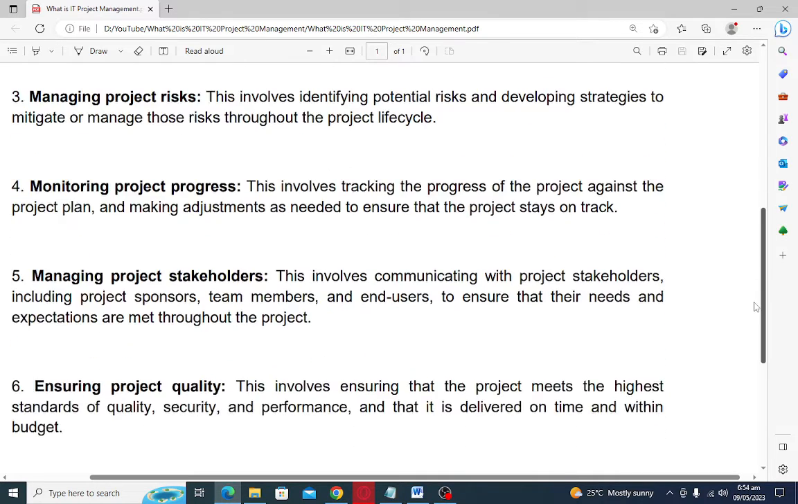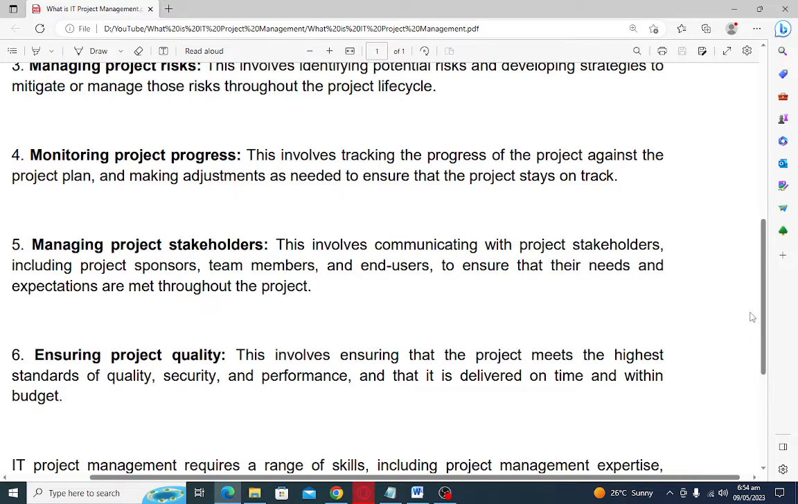Number 5, managing project stakeholders. This involves communicating with project stakeholders including project sponsors, team members, and end users to ensure that their needs and expectations are met throughout the project. Lastly, number 6, ensuring project quality. This involves ensuring that the project meets the highest standards of quality, security, and performance, and that it is delivered on time and within the budget.